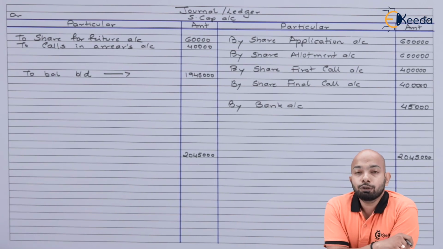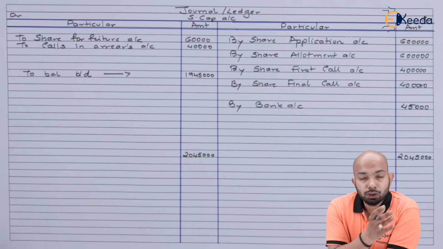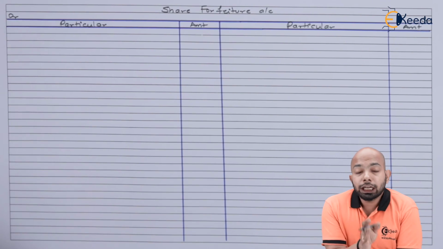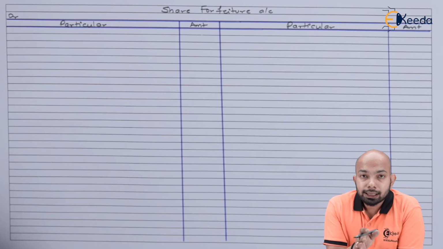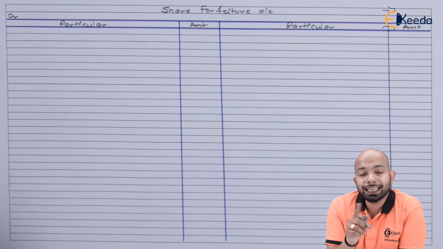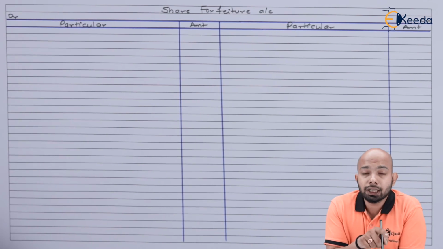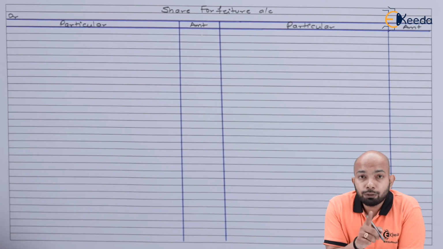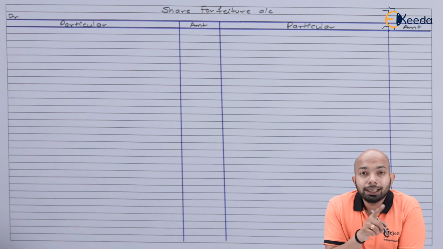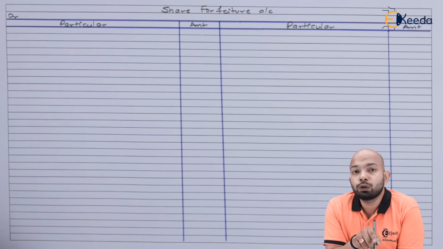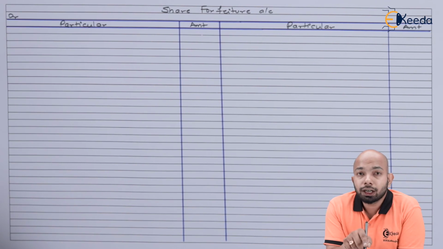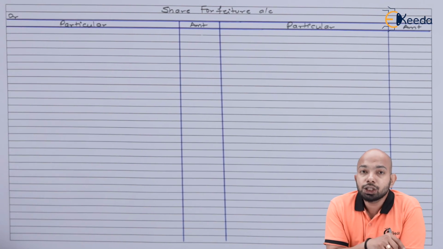Now the last account that we have to prepare is the share forfeiture account. So let's start with that account now. Now share forfeiture account was credited. That means on the credit side we'll have share capital account being mentioned because the entry in share forfeiture account, or rather when the forfeited accounts were mentioned, that was share capital account debit to share forfeiture account. So share forfeiture account credit side it will be mentioned as share capital account, or rather by share capital account.